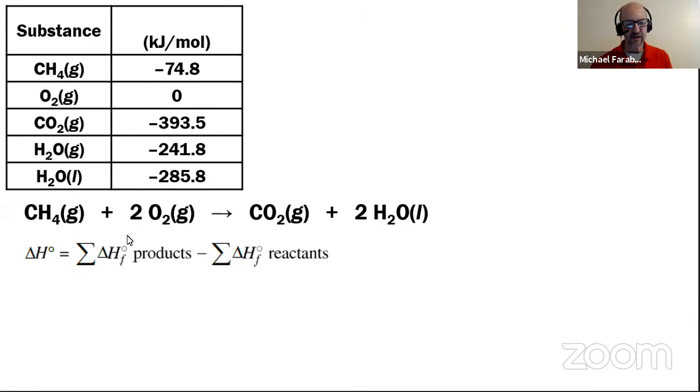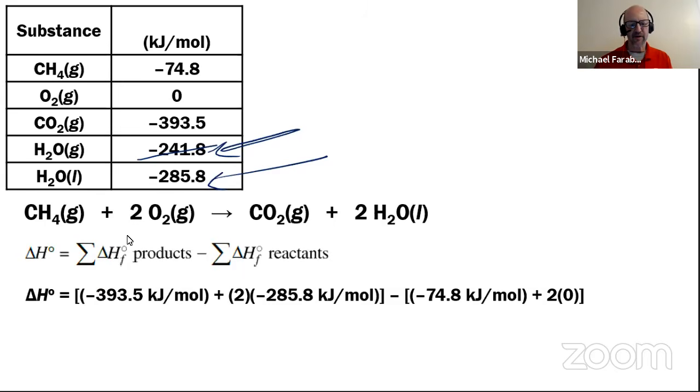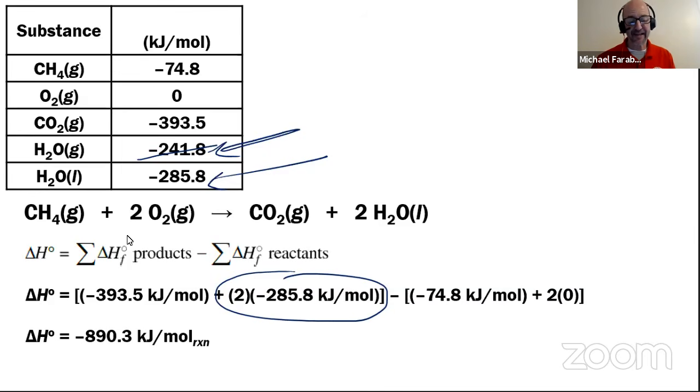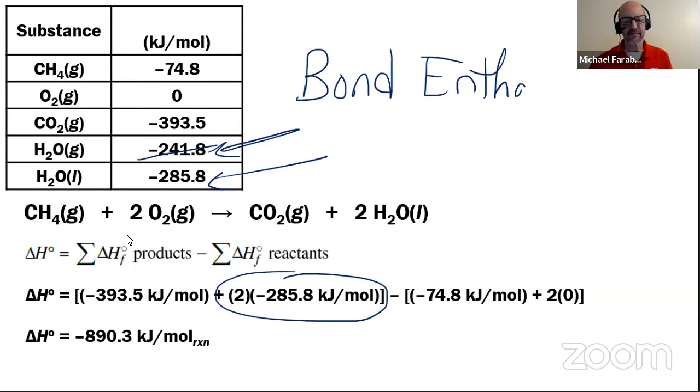Notice that we have to pay attention to the phase of matter. So we are not using negative 241.8, we're using negative 285.8. And again, that came from the table of standard enthalpy of formation. And sure enough, I get a magnitude that is different than 802. I get around negative 890. So if you are given a table of bond enthalpies, do not confuse the bond enthalpy with heat of formation. Those are two different equations, okay?